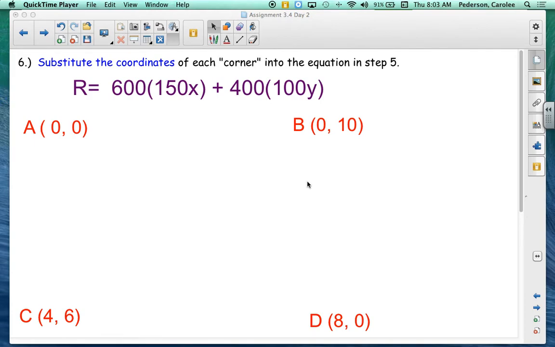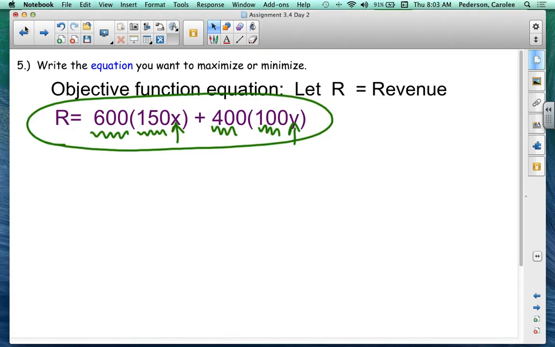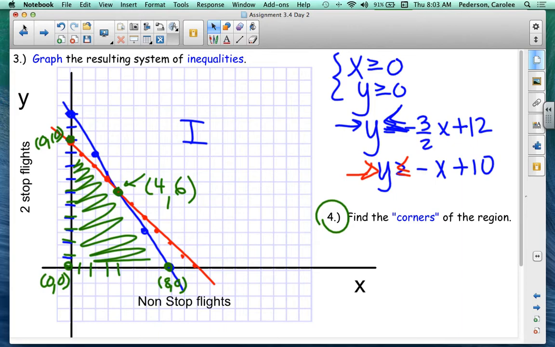This is part 2 of linear programming, the problem where we have the airplanes heading off to Seattle. So step 6, we want to substitute those coordinates, or the corners, into our objective function, our revenue equation in the purple. So I just want to go back and look at those 4 corners and where we found them. These are the 4 corners in the green.